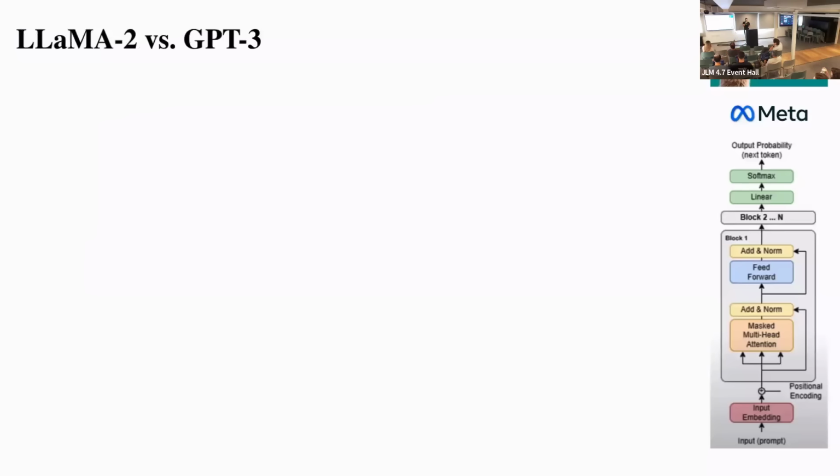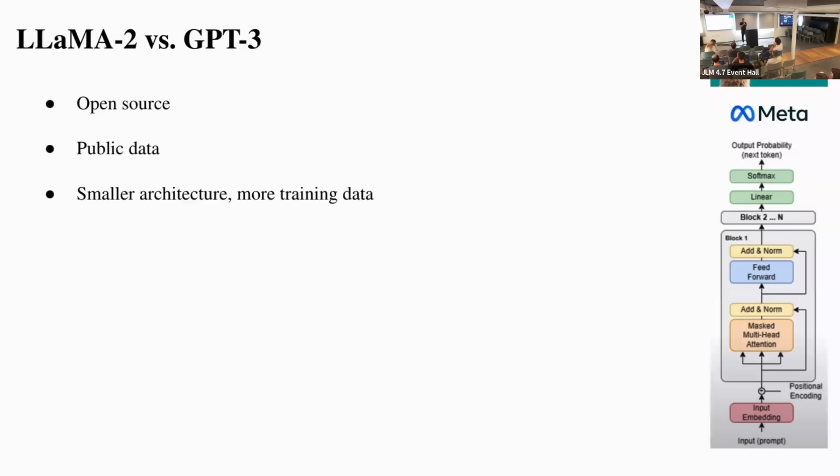So what are the main differences between LLaMA 2 and GPT-3? First of all, LLaMA 2 is an open source model. It means that we can access the code repository on GitHub and see everything about the model, which is amazing. LLaMA 2 was trained on public data, so we know which data the model was trained on, as opposed to GPT, where OpenAI doesn't give us the specific details. LLaMA 2, as you notice, has a smaller architecture in terms of number of parameters, at most 70 billion, whereas GPT-3 is 175 billion.